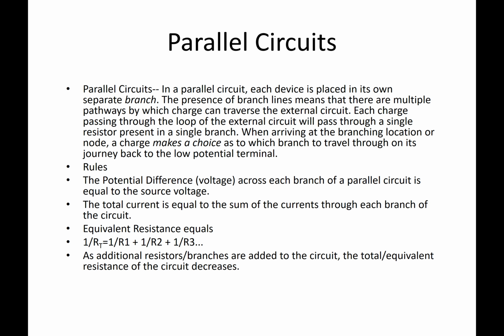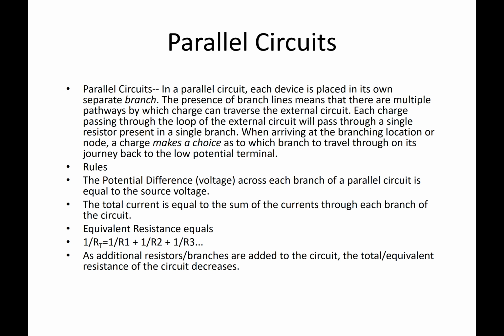You find the equivalent or total resistance a little bit differently than you did in series circuits. We're going to use this equation: 1 over the total is equal to 1 over the first resistor plus 1 over the second plus 1 over the third, and so on and so forth. As additional branches or resistors are added to the circuit, the total or equivalent resistance of the circuit actually decreases. It's adding multiple paths, new paths.